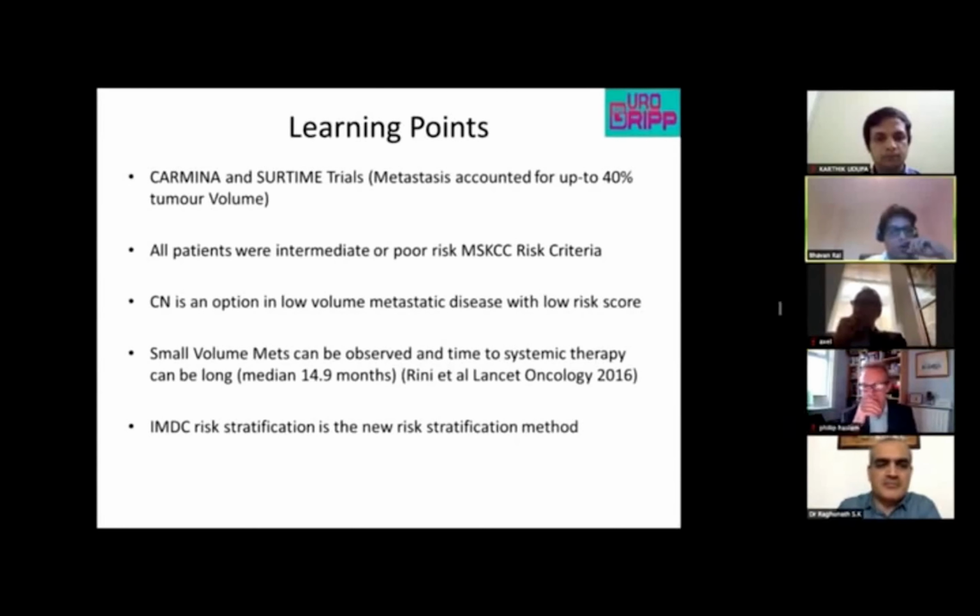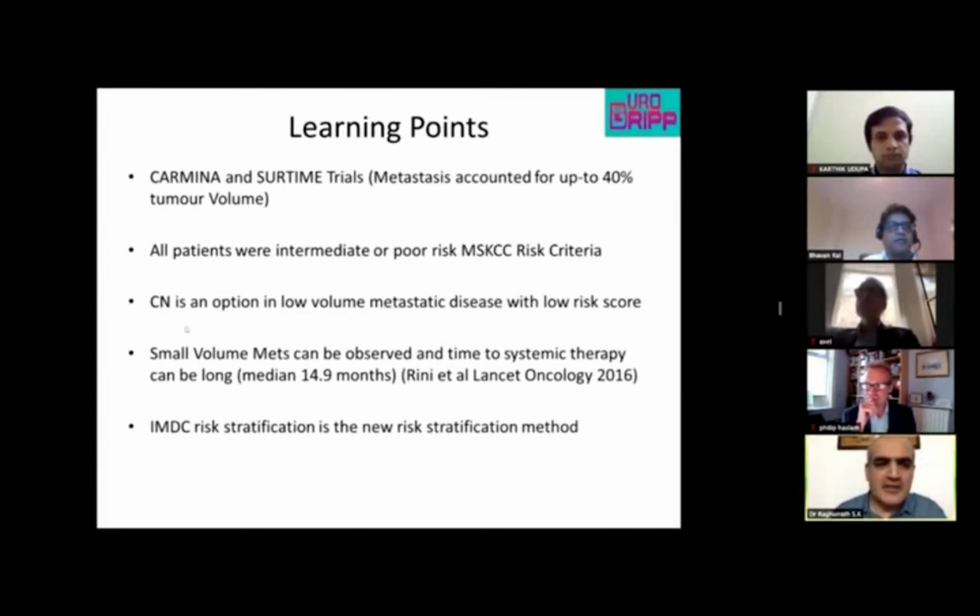Good. So, would anyone else in the panel like to add to that discussion? Anything more? Okay. There is a role of even metastasectomy. If a solitary MET is there, if it is accessible for surgery, definitely we should go for metastasectomy.